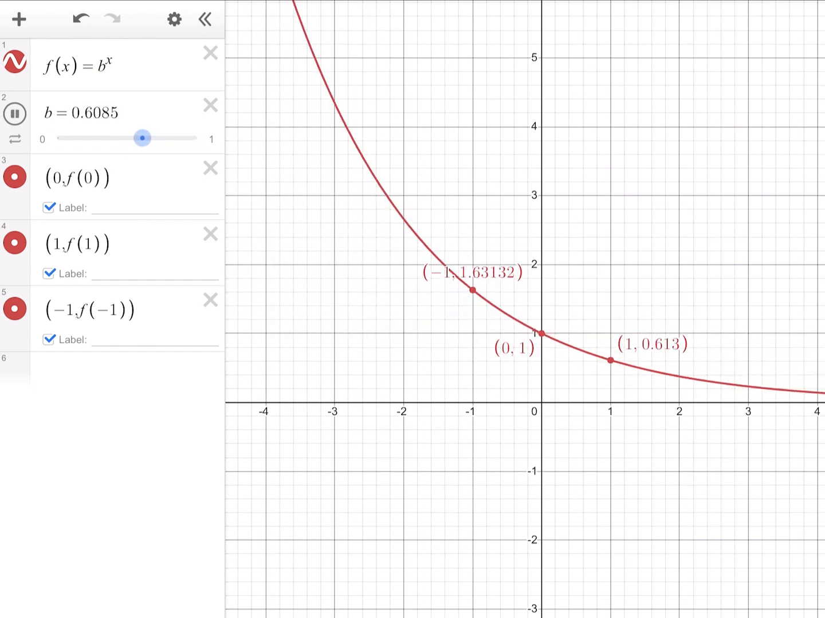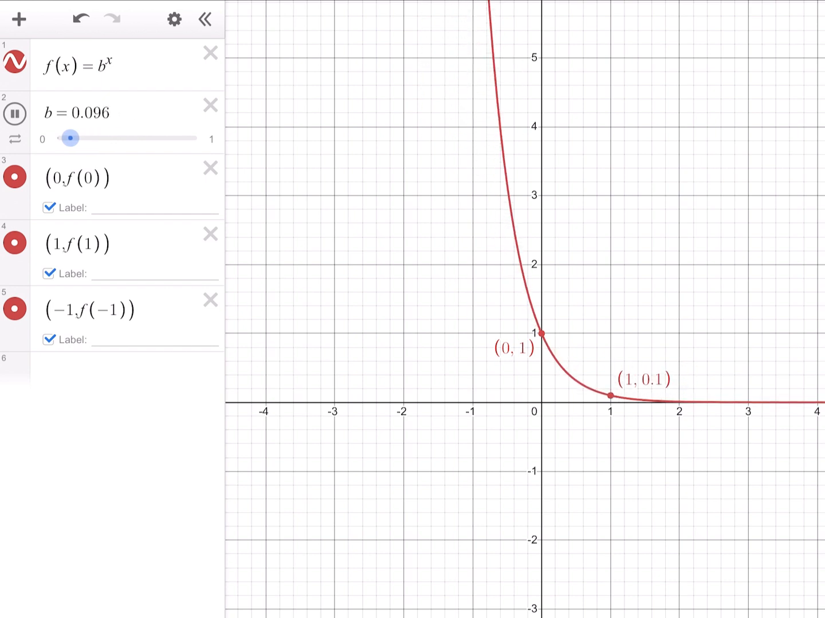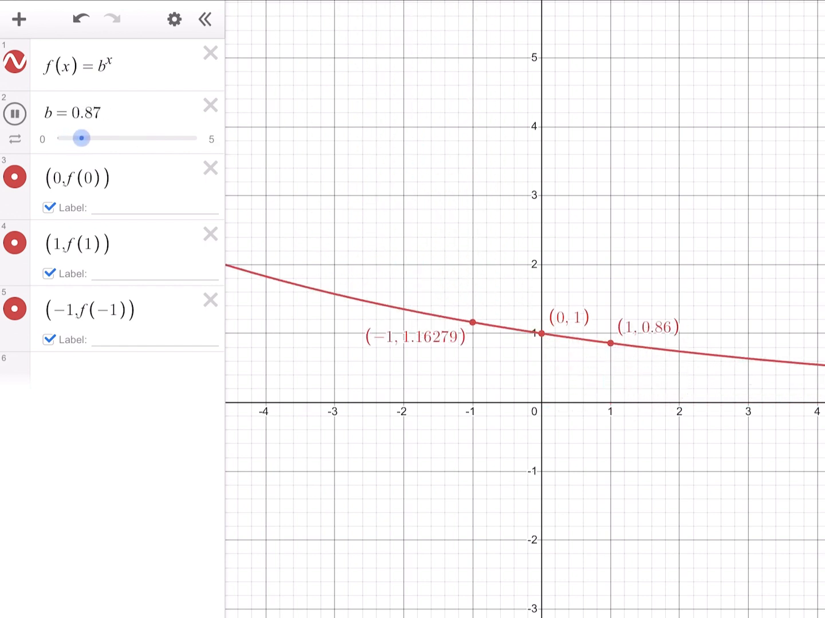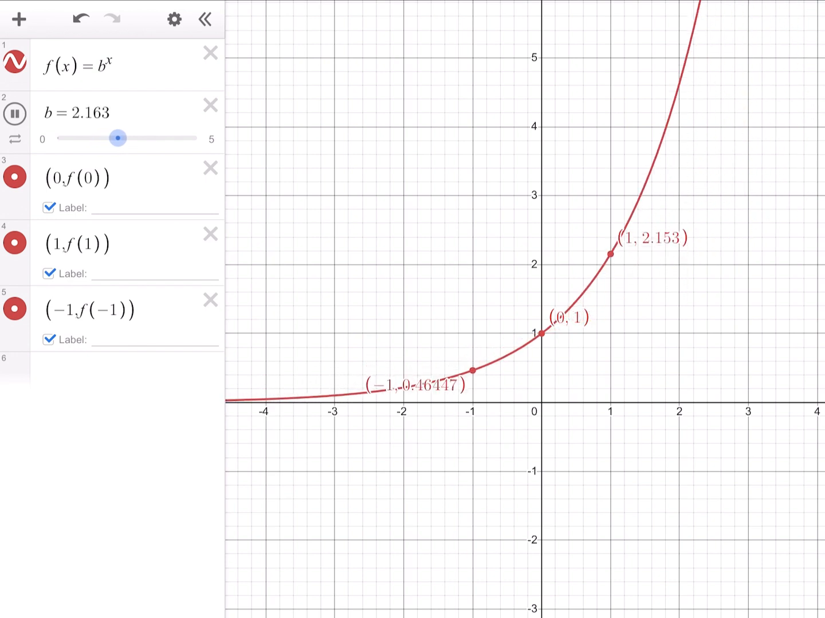Animate the base as it decreases from 1 towards 0. When the base is 0, we have an uninteresting function, so we don't let the base be 0. But if you park the base anywhere between 0 and 1, we have a decreasing or a decaying exponential function approaching the x-axis as we go to the right. Now I'll let the base vary from 0 to 5. We begin with decaying exponentials, a flat line, and then increasing exponentials.